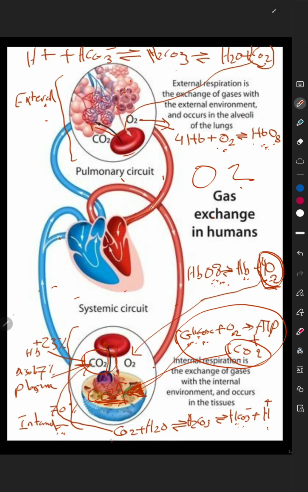This carbon dioxide here is a gas, and it can be transferred in this form only. So what will happen to it? We have three ways for the carbon dioxide. Either 23% of this carbon dioxide will bind with hemoglobin and be transported, or 7% of the CO2 will dissolve in plasma, or mostly, it will bind with the H2O in the plasma and form carbonic acid. This carbonic acid directly dissociates into HCO3 and H positive.